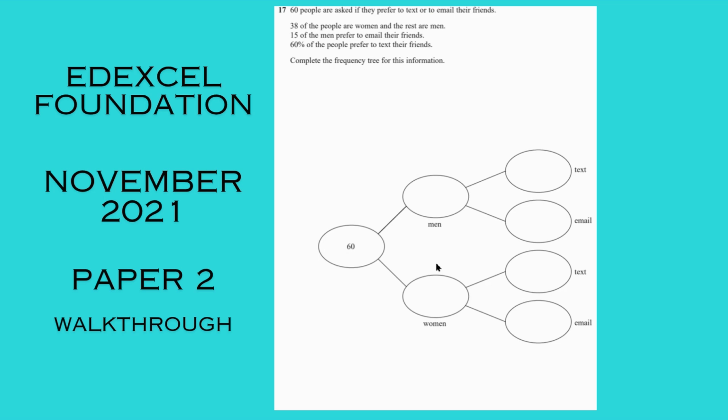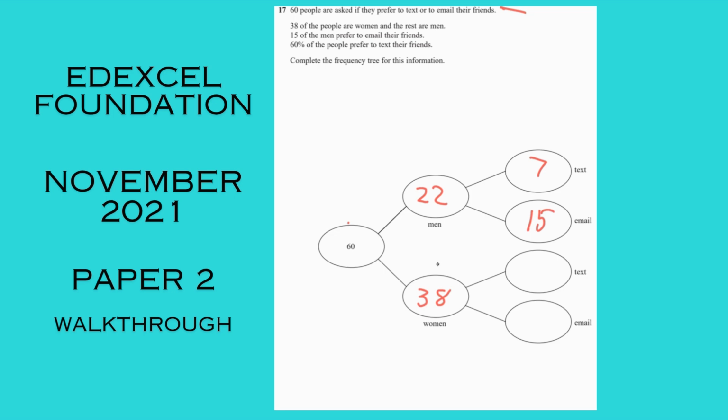Number 17, frequency trees, wordy but a gold mine. No silly mistakes, and it should be plenty of marks in the bag. So 60 people, that's already done. 38 of the people are women. In it goes, do a takeaway, 22 men. 15 of the men prefer to email. In it goes, so 22 minus 15, in goes a 7.